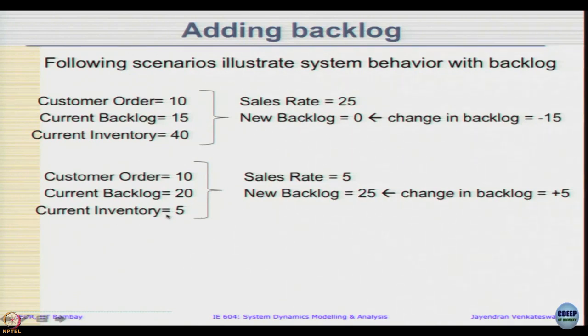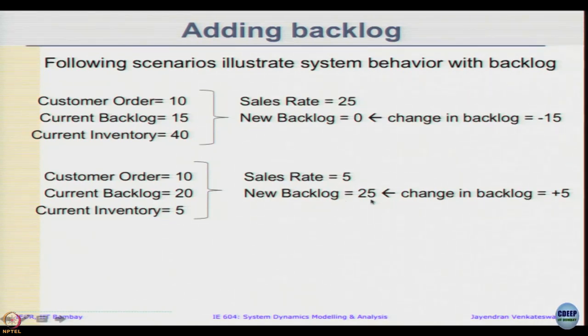Or consider the second scenario. Here, in the first one, I had sufficient inventory to cover both order and backlog, hence I am able to satisfy both of them. So, 10 plus 15 became 25. In the second scenario, customer order is 10 units, current backlog is 20, but current inventory is only 5. So, in that scenario, my sales rate is governed by the inventory of 5 units. Among 20 plus 10, the total to be shipped is 30 units, but unfortunately we are able to ship only 5 units. So, the new backlog becomes 25 units. Whatever is shipped out is only 5 units. So, the difference between the customer order and sales rate is added to the backlog.